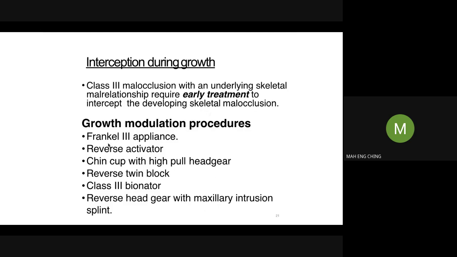So the first one is a Frankel 3 appliance. Then you can do reverse activator, chin cup with a high pull headgear, then reverse twin block, then Class III bionator, reverse headgear with maxillary intrusion splint. So this one I call jaw modification devices.